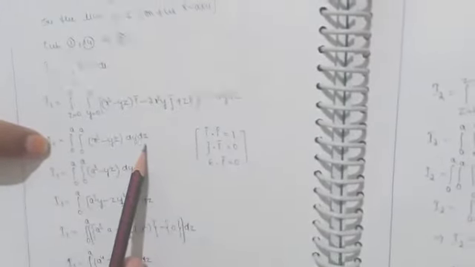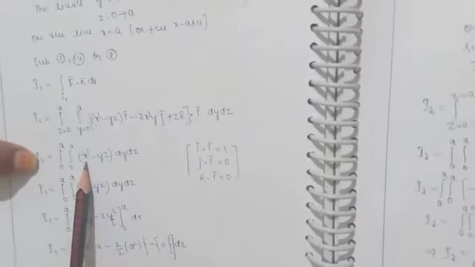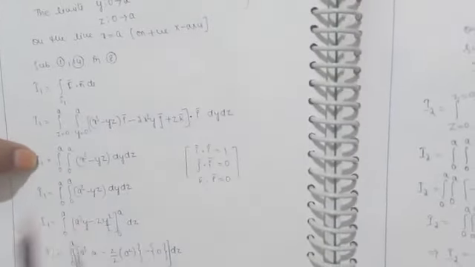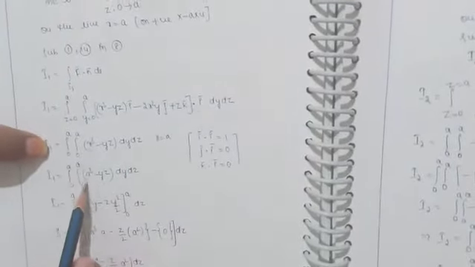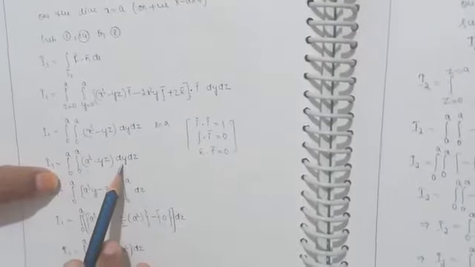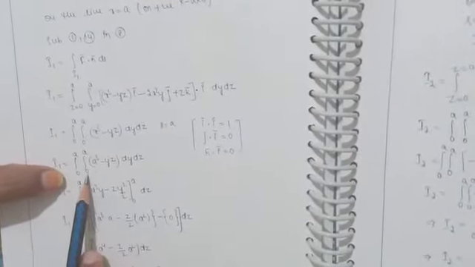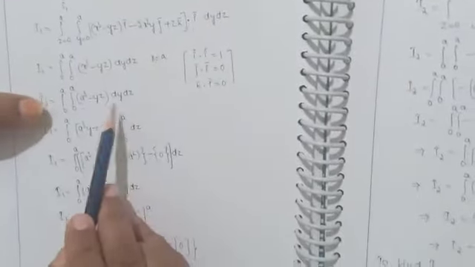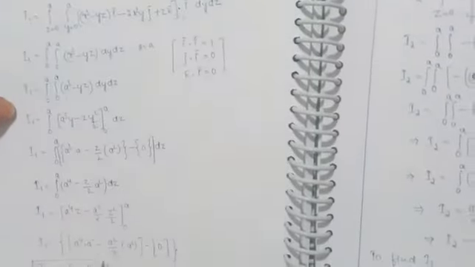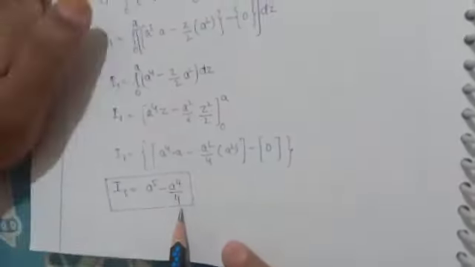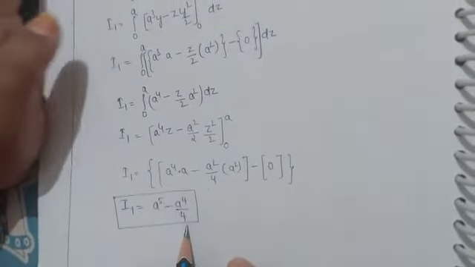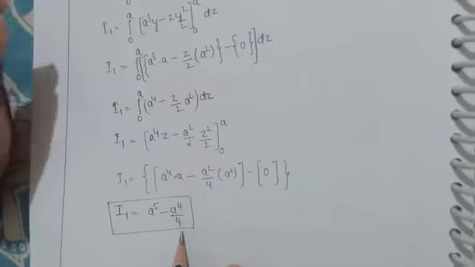On integration with respect to y and z, you get the x value. Since we have x, we substitute x equals a on the positive x-axis. You substitute x equals a and apply the integration in y and z. Since the y limits and z limits are both constant, you can integrate either one first, followed by the other. On simplifying, we got I1 equals a power 5 minus a power 4 by 4.